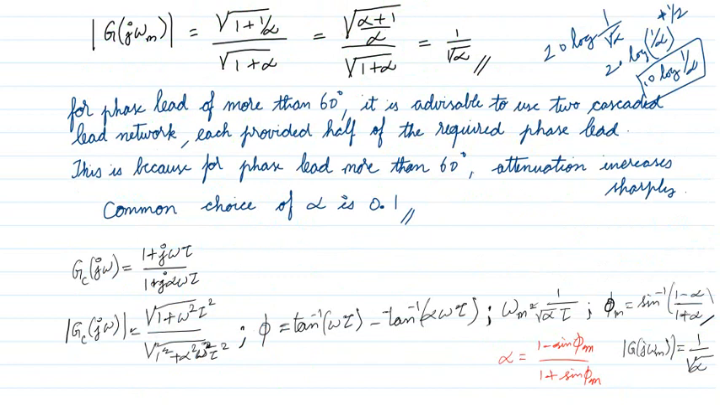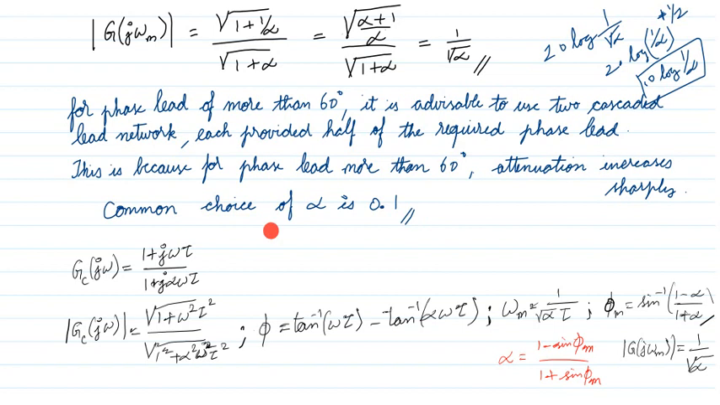Right? Now an important point to remember from the design point of view: if the phase lead required is more than 60 degree, we have to split it into two separate lead networks of equal angles. Suppose 66 degree is given, what do I have to do? One lead network for 33 degree, another lead network for another 33 degree. This is to avoid the attenuation. Commonly, we will select the alpha value as 0.1.